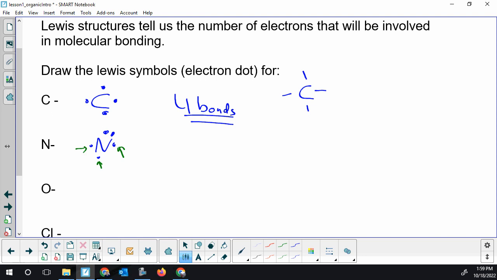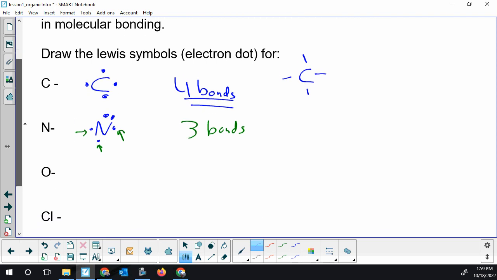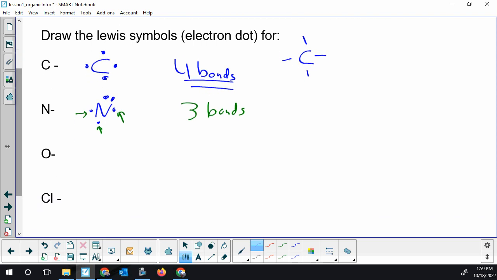So nitrogen will form 3 bonds. We're never going to have 4 dashes or 2 dashes. Unfortunately, we don't do a lot of nitrogen compounds in high school. You see a lot of them in biology with biological molecules.